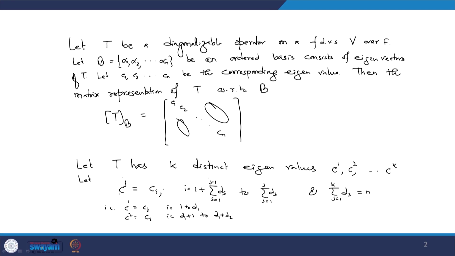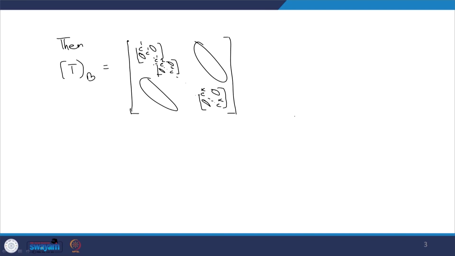What I mean to say is that C1, C2, up to C d1 are all the same eigenvalue. Then similarly C2 is defined as C d1 plus 1 up to C d1 plus d2, and similarly c3, up to ck. If this is the case, then the matrix representation of T, this diagonal matrix that I have written here, can be rewritten like this.